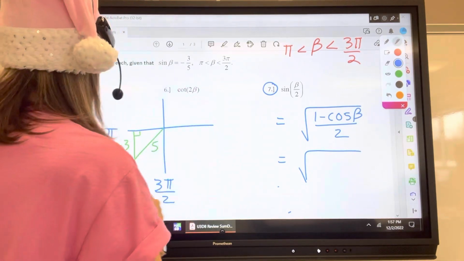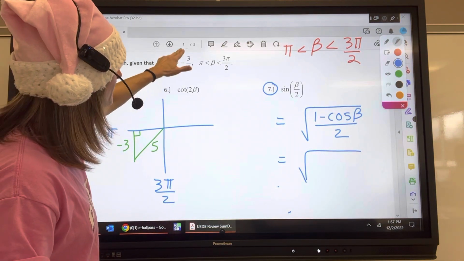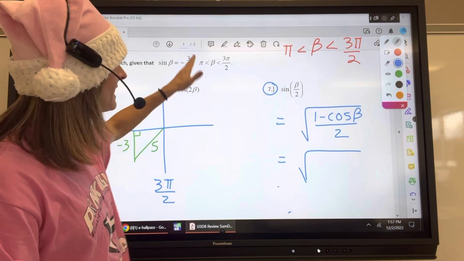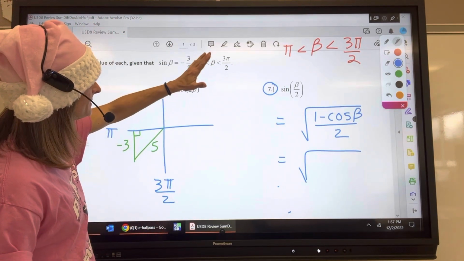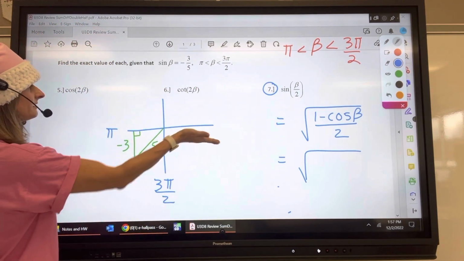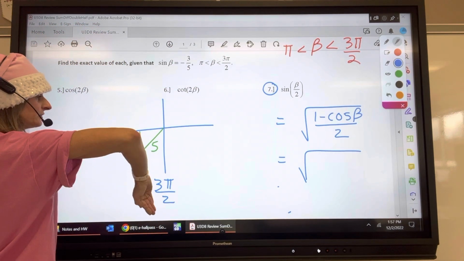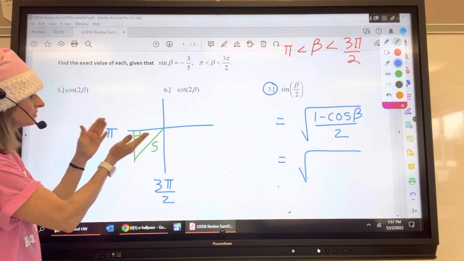It's fine. Okay. Find the exact value of each given that sine of beta is -3/5, and we've got this angle between pi and 3 pi over 2. So they tell us that it's between pi and 3 pi over 2. So here's pi, and here's 3 pi over 2. So the third quadrant is where you're going to draw your triangle. So I drew the triangle.